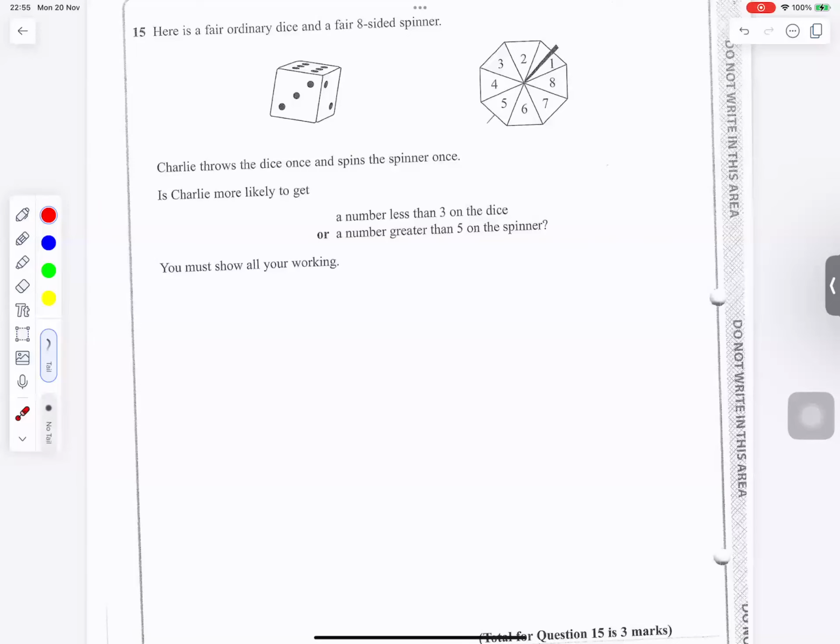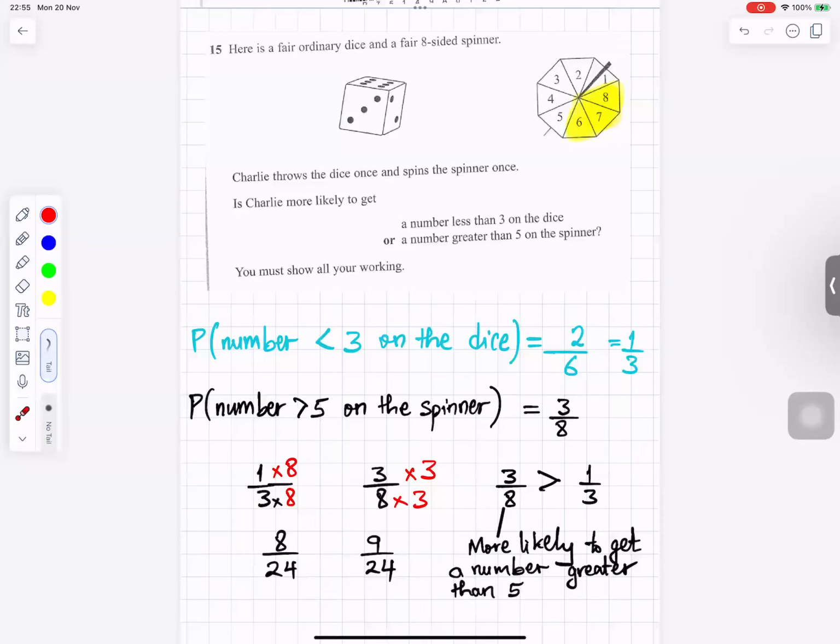Question number 15. Here is a fair ordinary dice and a fair 8-sided spinner. Charlie throws the dice once and spins the spinner once. Is Charlie more likely to get a number less than 3 or a number greater than 5? So you want the probability of a number less than 3 on the dice. It's 2 out of 6. There's only 2 numbers which are less than 3, the number 1 and the number 2.